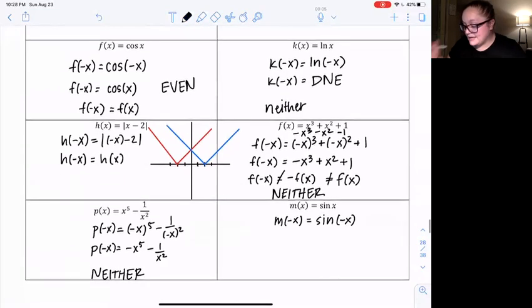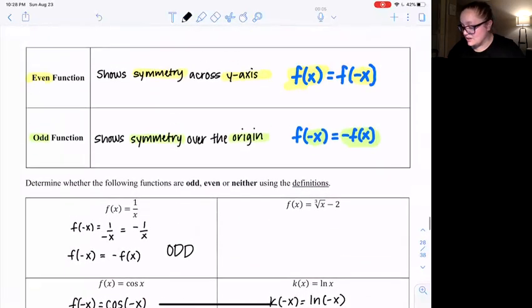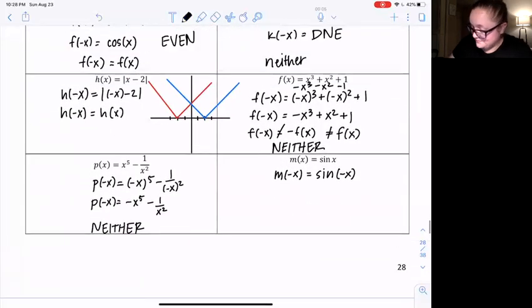Now, in the case of the absolute value, we have h of negative x is going to be equal to negative x minus 2. And so this is actually a tricky one. What might be helpful for you to do is look at the graph of it. If you look at the graph here, those graphs are reflecting and have symmetry over the y-axis. And so if we look back to symmetry over the y-axis, that's going to be an even function.